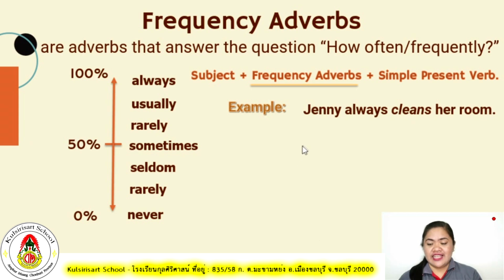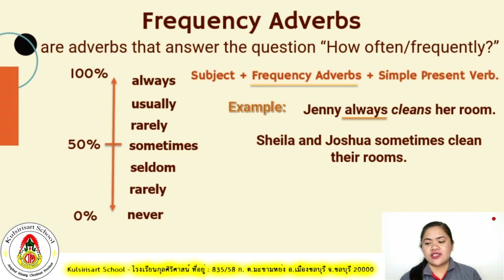Okay, in this sentence, regardless of any frequency adverbs that we're going to use, we will apply the subject-verb agreement, which means that here our subject is Jenny, only one, so our simple present verb should be verb plus S. Okay, we have here the frequency adverb, always. Next example.